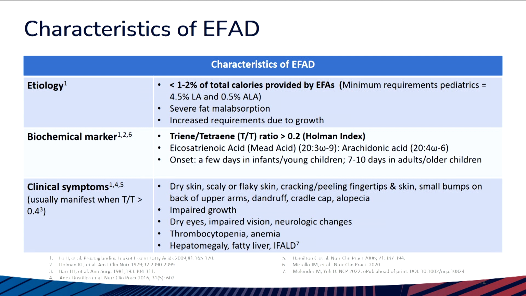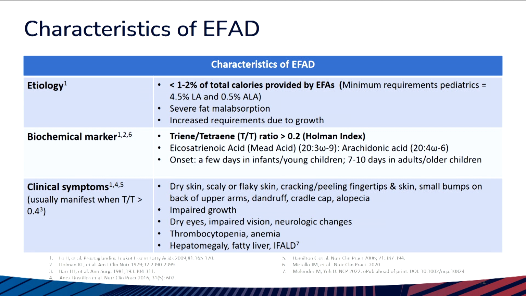So when we talk about biochemical EFAD, that's when we're looking at the labs. That's when your triene to tetraene ratio, or TT ratio, is greater than 0.2, which is referred to as the Holman index. That is considered biochemical EFAD. And as I discussed earlier, that ratio is the meat acid to ARA. So your meat acid starts to go up, your ARA goes down, and we start to see that TT ratio increase.